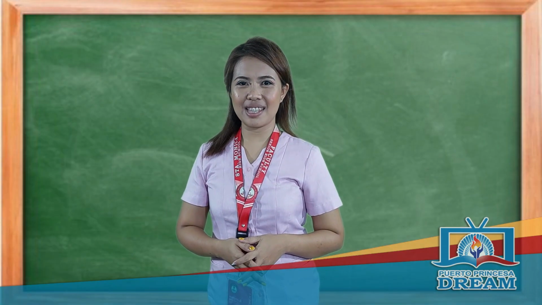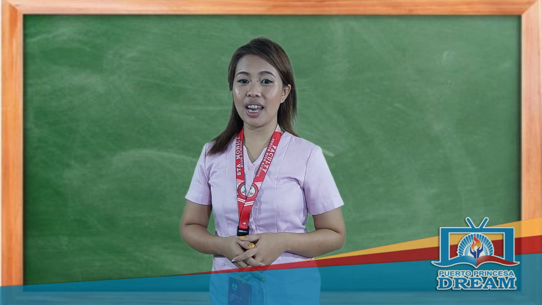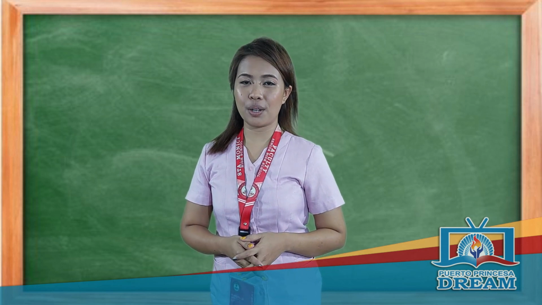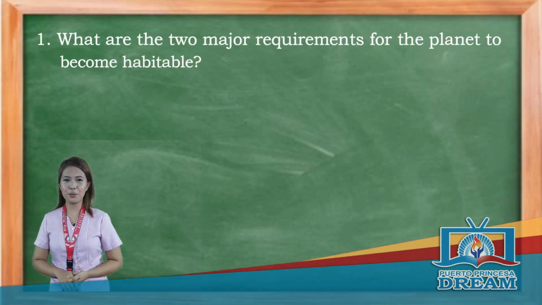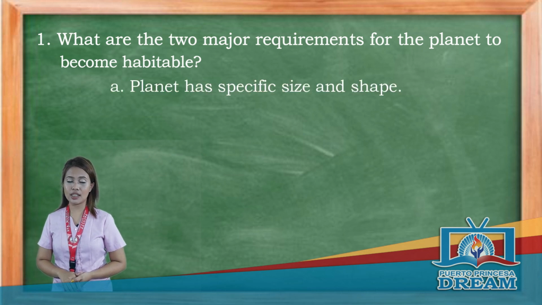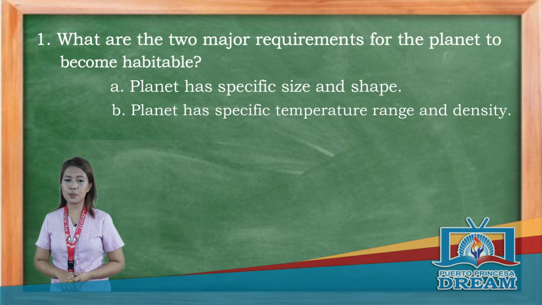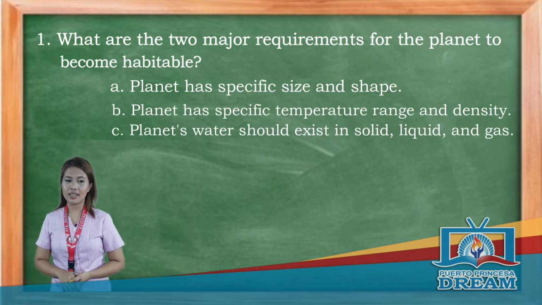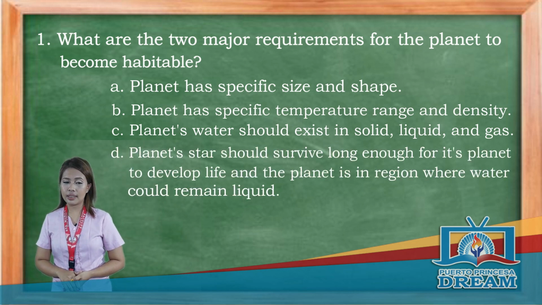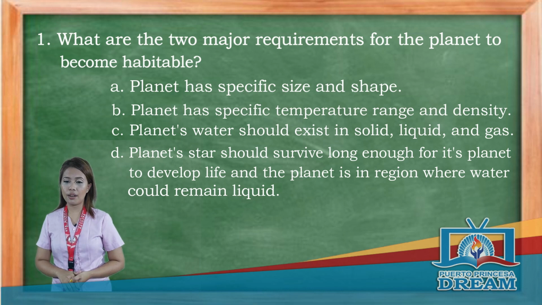We are about to end this episode. Let us do assessment to check how much you have improved. Watch and listen carefully, then write the letter of the correct answer in your notebook. Question number 1. What are the 2 major requirements for the planet to become habitable? A. Planet has a specific size and shape. B. Planet has a specific temperature range and density. C. Planet's water should exist in solid, liquid, and gas. D. Planet's star should survive long enough for its planet to develop life, and the planet is in the region where water could remain liquid.